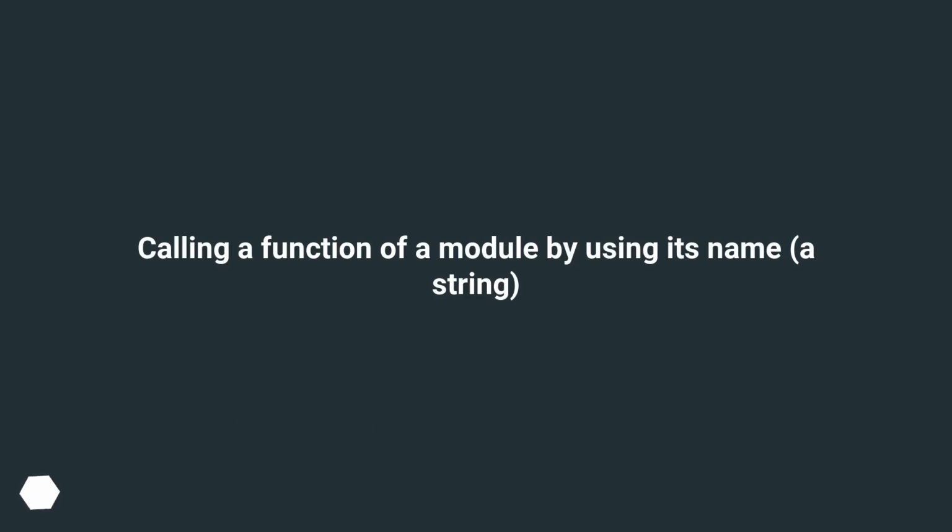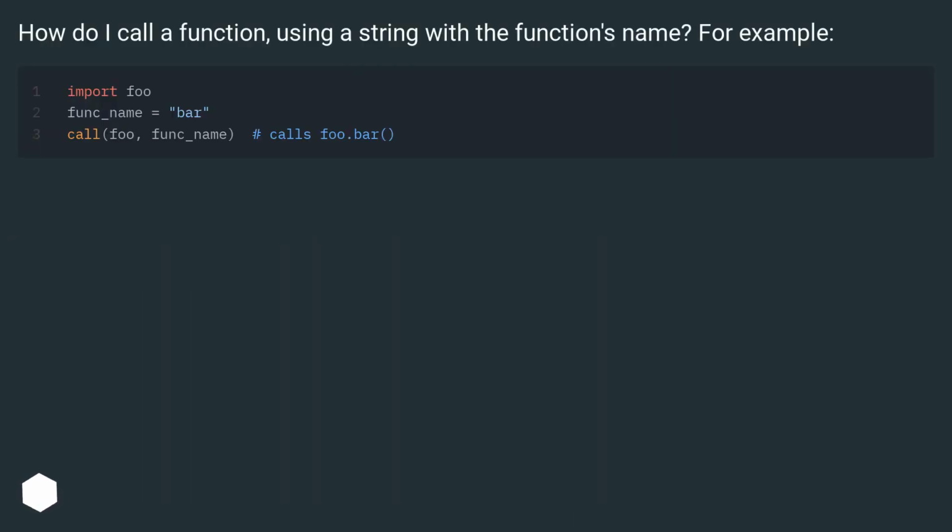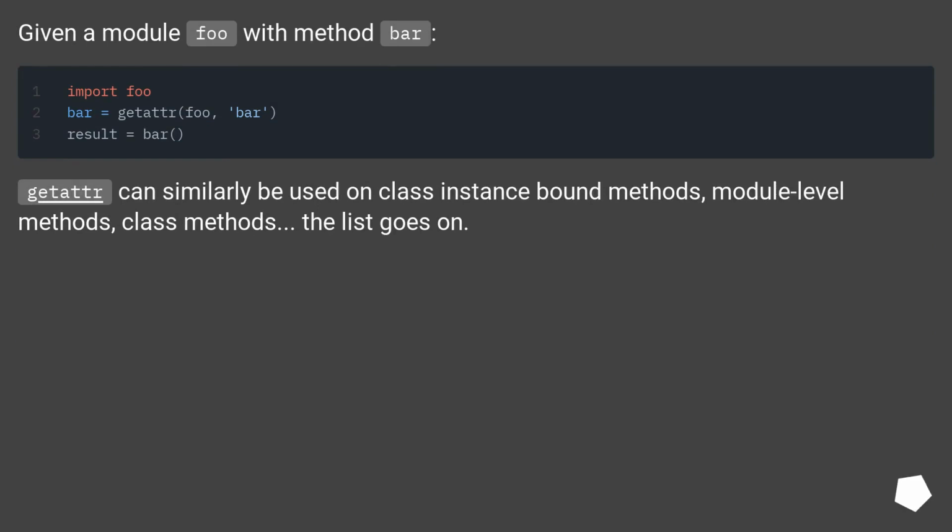Calling a function of a module by using its name, a string. How do I call a function using a string with the function's name? For example, given a module foo with method bar.